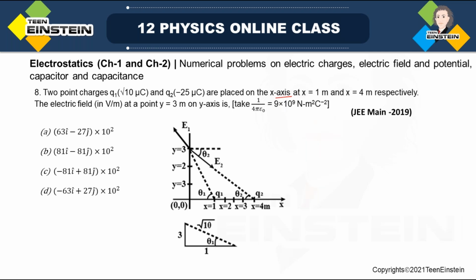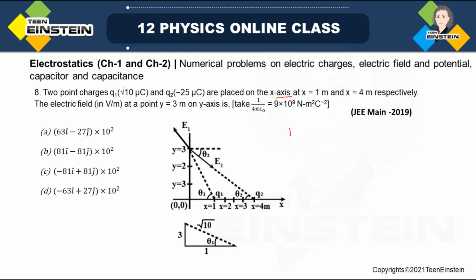Let me just tell you. According to the question, the Q1 charge is at x equal to 1 meter away on the x-axis from the origin, and Q2 is 4 meter away from the origin on the x-axis. Now you have to find out the electric field at this point here. This point is 3 meter away from the origin on the y-axis.